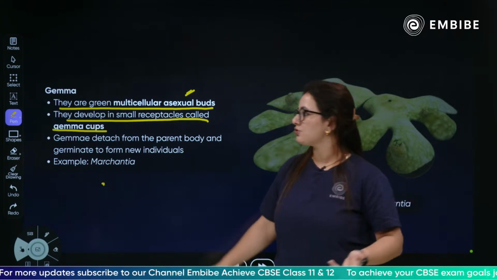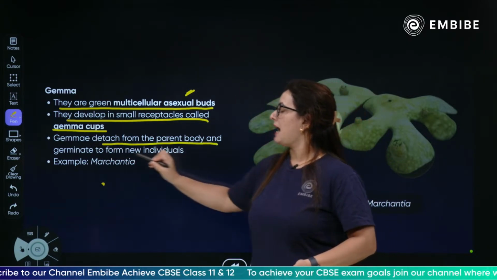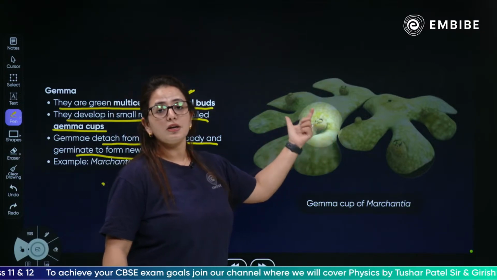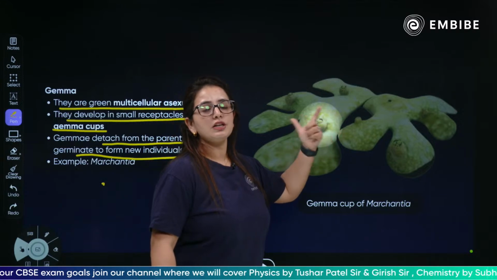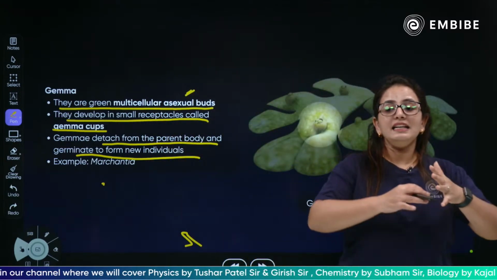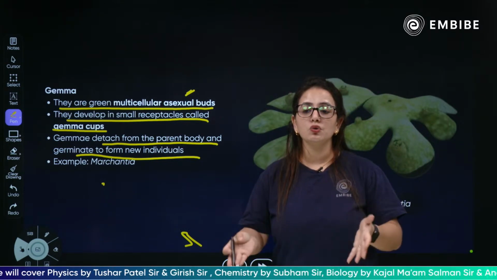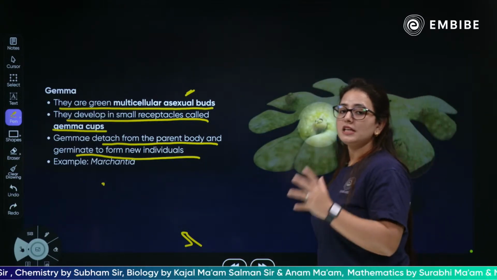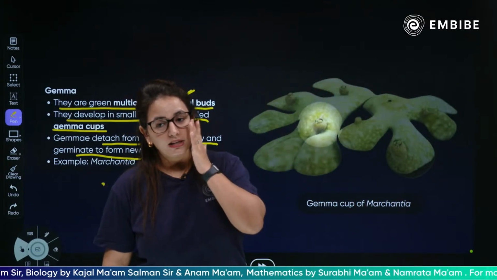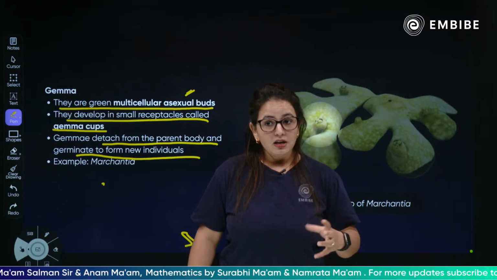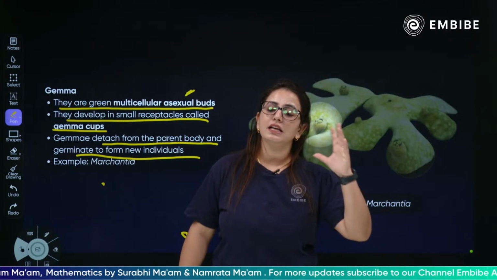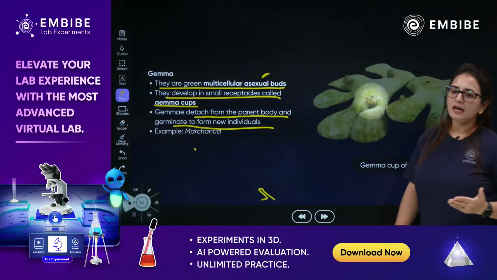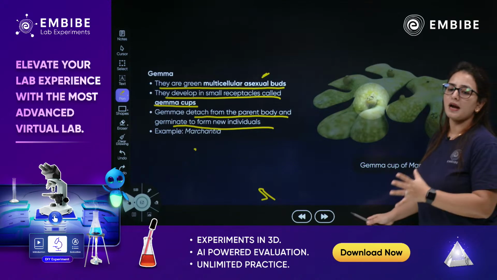What are the gemma cups, children? Eventually, the gemma detach from the parent body and germinate into a new individual. These are asexual reproducing bodies which develop in the gemma cups, and they detach themselves from the parent body and develop into a new individual. These gemma cups are present on Marchantia. This is a unique feature of the bryophytes.